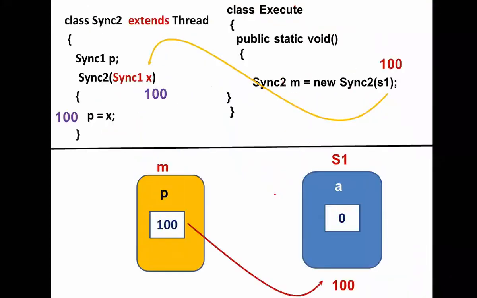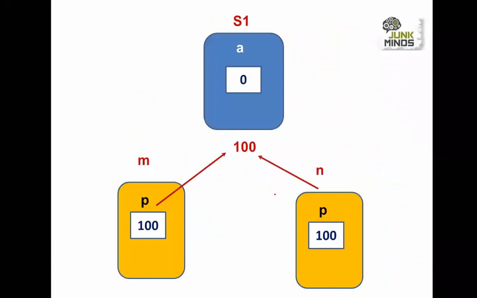So what has happened over here? I now have 2 threads, M and N, who are trying to access the same data at the same time. This is where I can say I've created a race condition. I have multiple threads trying to access the same data at the same time. A race condition has been generated.